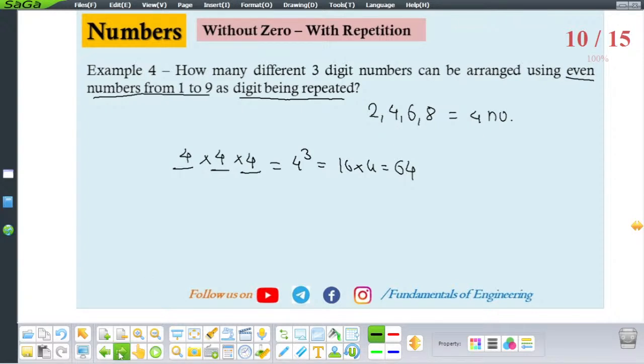Can we move towards the next question? Yes, you can write in the chat box.